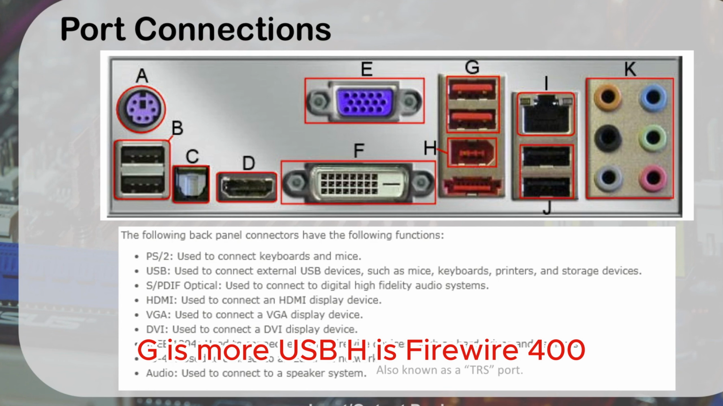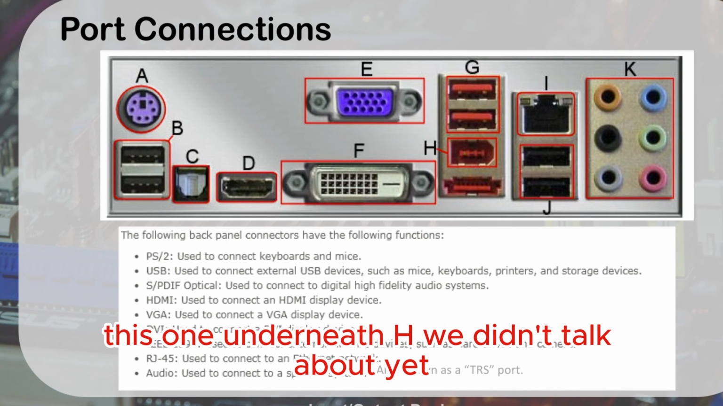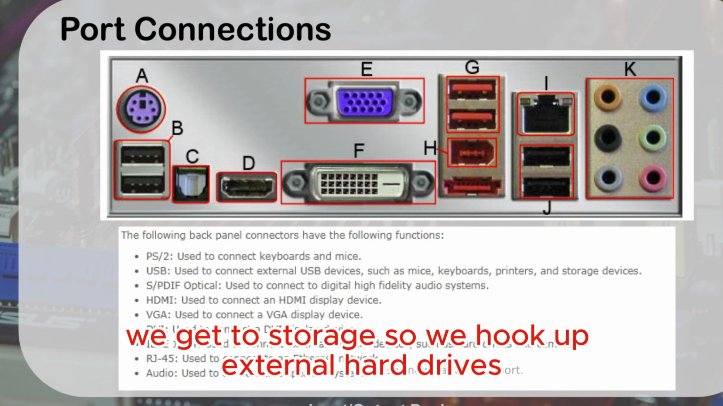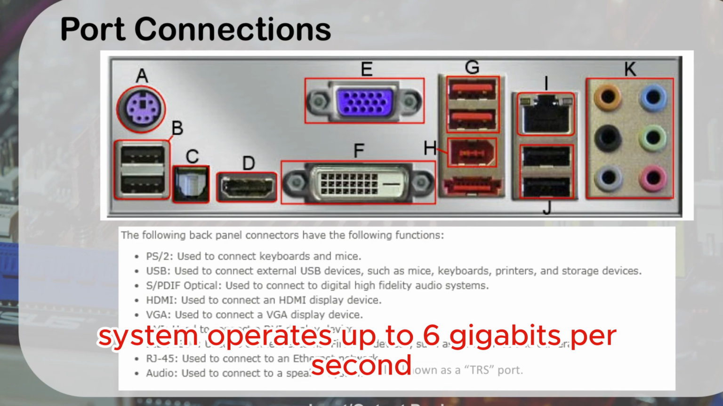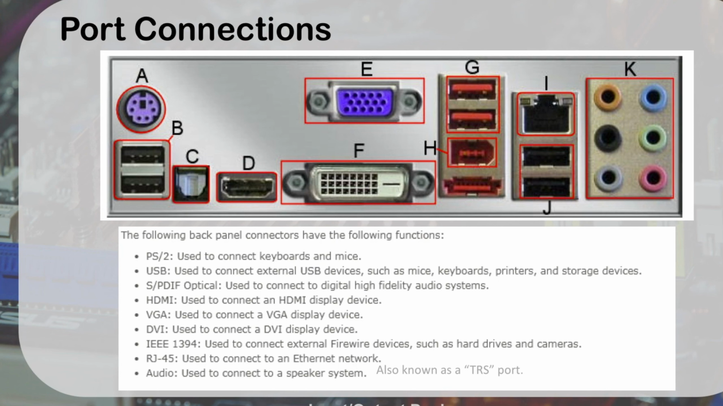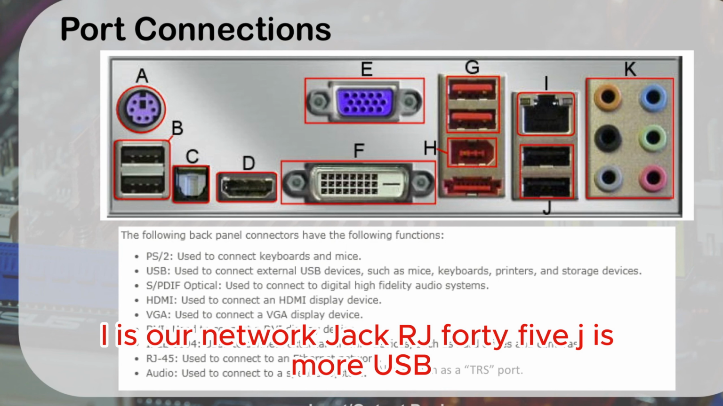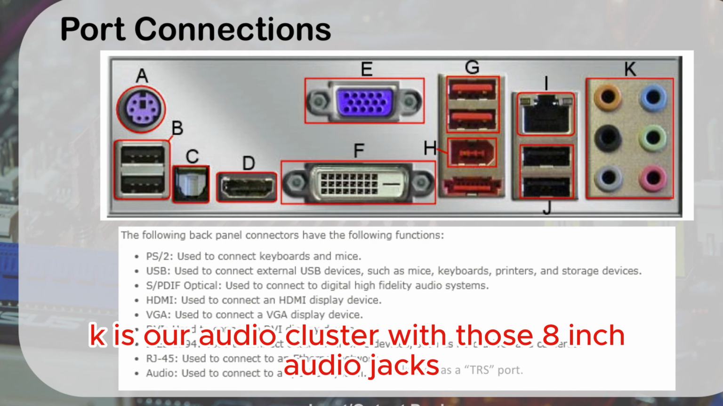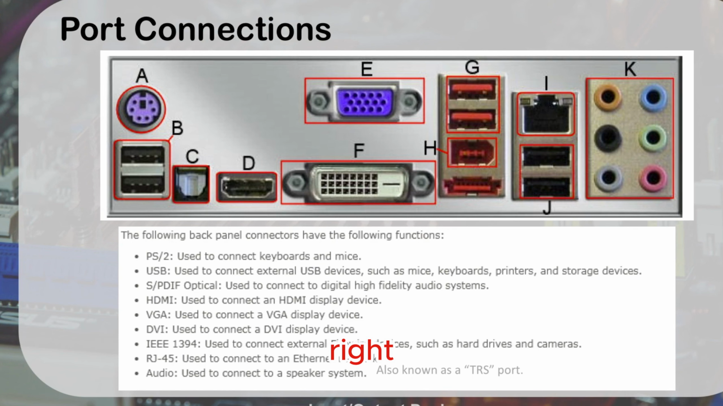H is FireWire 400. This one underneath H we didn't talk about yet. That's eSATA. We'll talk about that when we get to storage. It's how we hook up external hard drives. It's a very fast system. It operates up to 6 gigabits per second. I is our network jack, RJ45. J is more USB. K is our audio cluster with those 1/8-inch audio jacks.